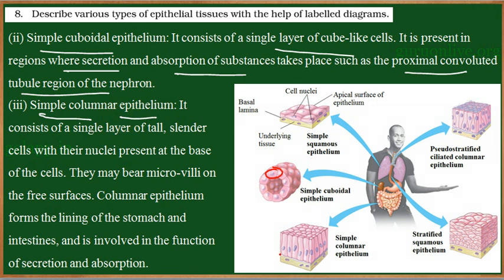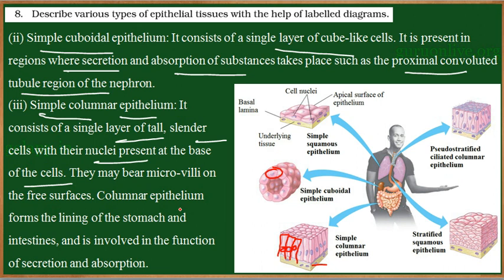Here we can see these are columnar epithelium. The cells have a column-like shape and they have the nucleus near the basement membrane. This is the basement membrane. And these are also arranged in a single layer. So we call them simple columnar epithelium. They are tall, slender, with nuclei present towards the base. And some of these cells have a flat end. So one end is attached to the basement membrane and the other end is flat. There is nothing present on the other end.